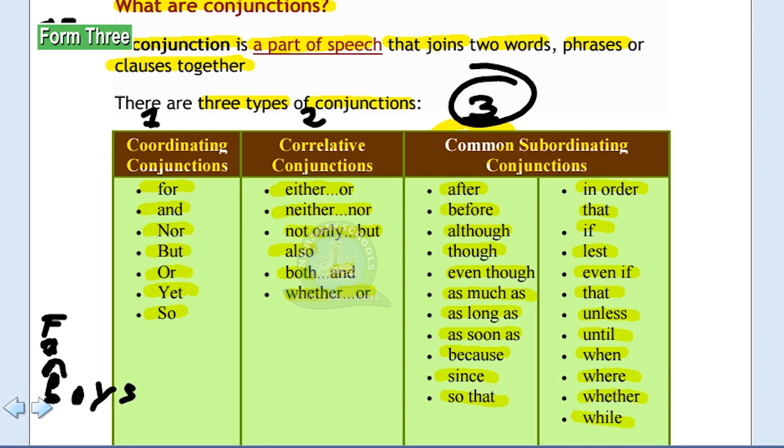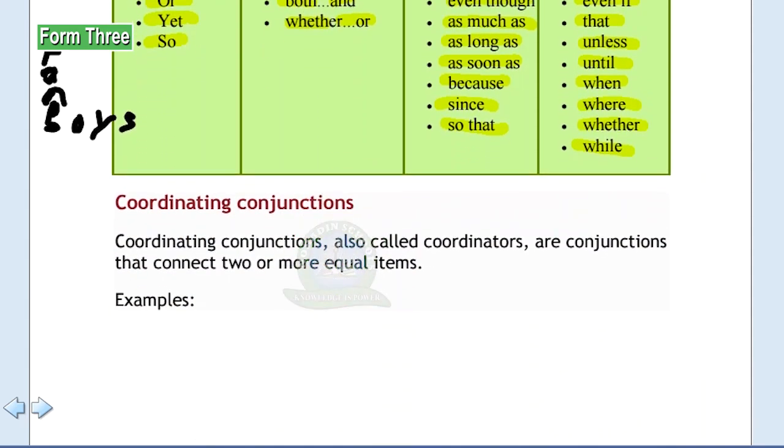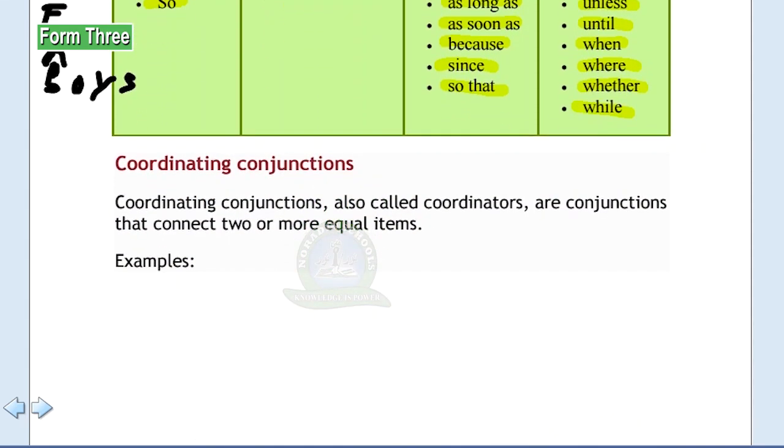Okay. Let's see these conjunctions one by one. Now we move to coordinating conjunctions. We'll give you examples to understand more about coordinating conjunctions. Let's see, what is a coordinating conjunction?